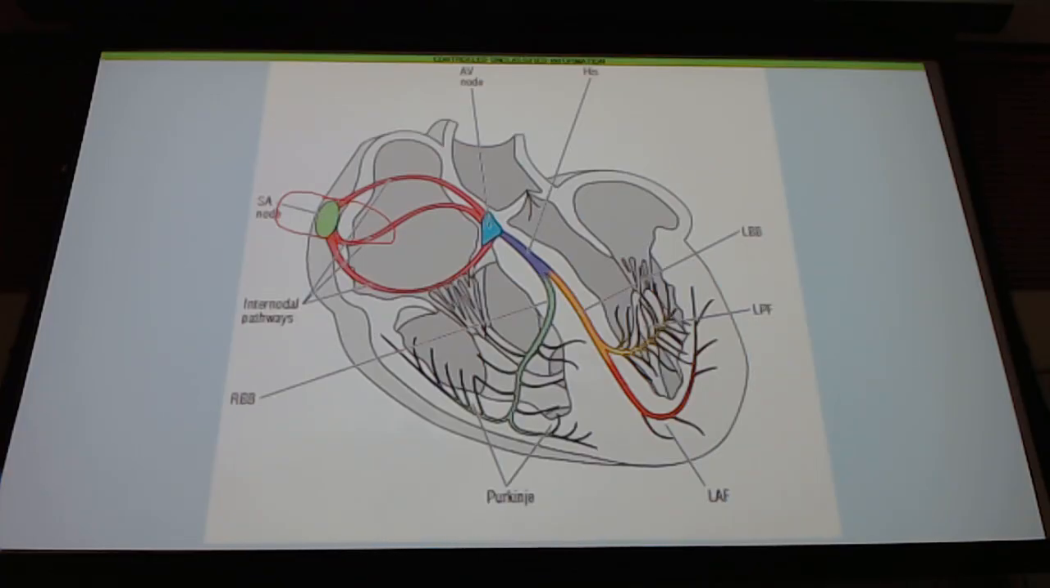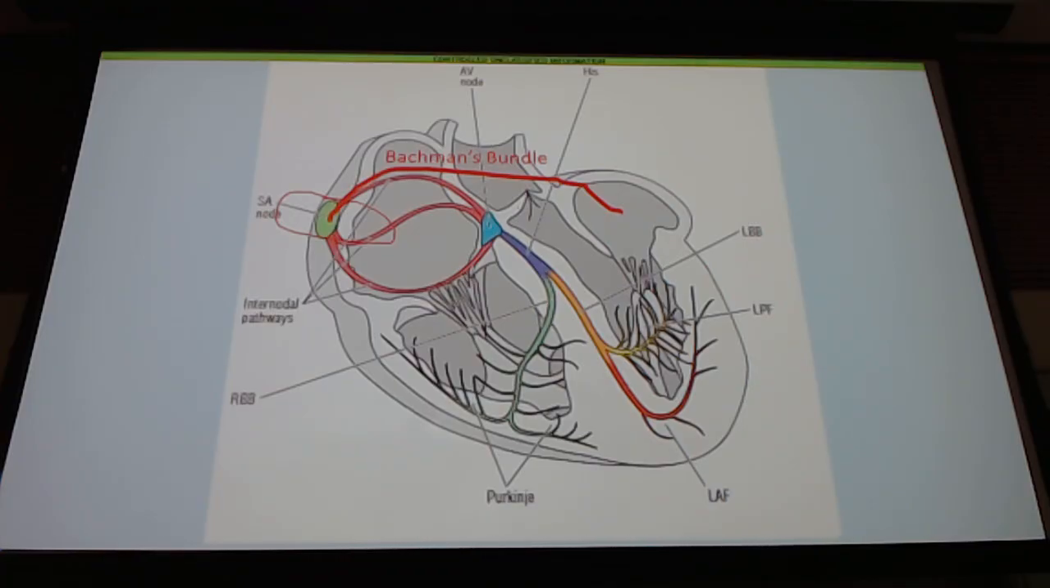And it's going to get there by going through the internodal pathways, of which there are 3, to get down to the AV node. But we also have to get that signal over to the left side to coordinate that contraction. And that's where Bachmann's bundle comes in, where it carries that action potential from the SA node over to the left atria to trigger that left atrial kick.